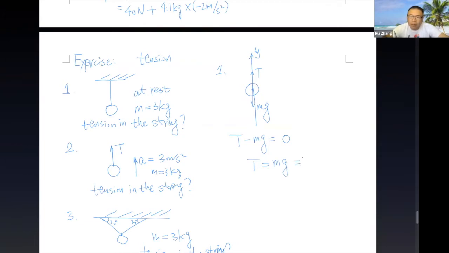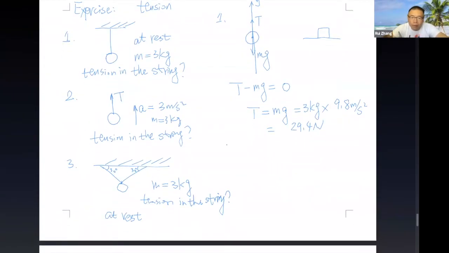So plug in numbers: 3 kilograms times 9.8 meters per second squared. That's very simple, right? This is 29.4 Newton. This problem is really similar to the one we solved for the normal force case when you have a block on a surface and everything at rest. But again, keep in mind this is a procedure: free body diagram, coordinates, and then write down equations based on the coordinates.